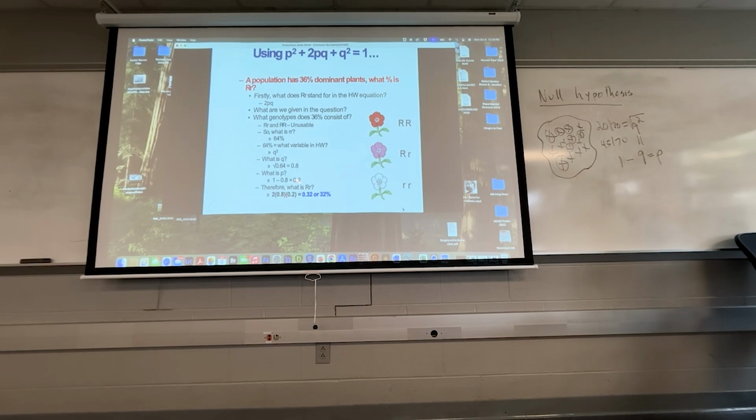Then we can plug those two numbers, 0.8 and 0.2, into 2PQ and say, next year when I sample the flowers, 32% of them should be heterozygotes, right? And if they're not, then we're not in Hardy-Weinberg.